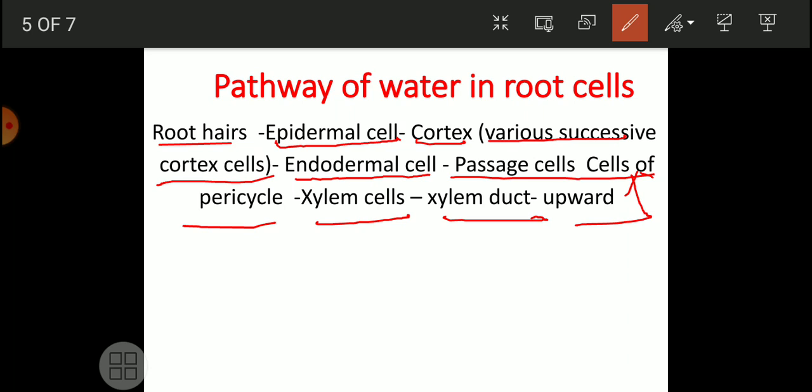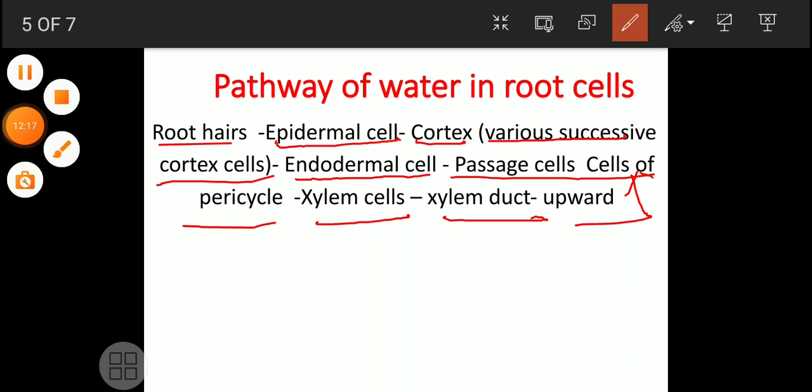I will say it very simply: from root hair to epidermal cell, epidermal to cortex, cortex to endodermis, endodermis to pericycle, and pericycle to xylem cell. That is, from the xylem cells it first comes into the xylem duct and then upward movement starts in the xylem vessels, my friend. You have to keep in mind all these things.